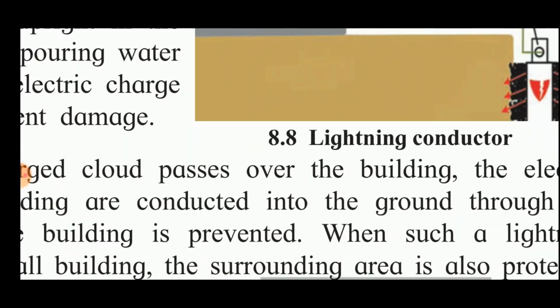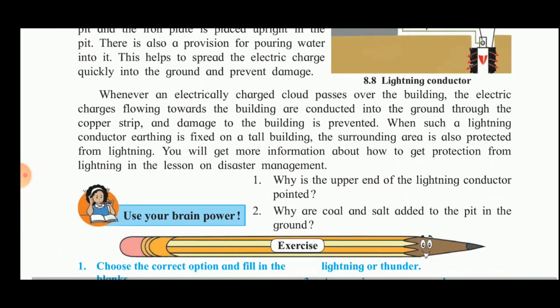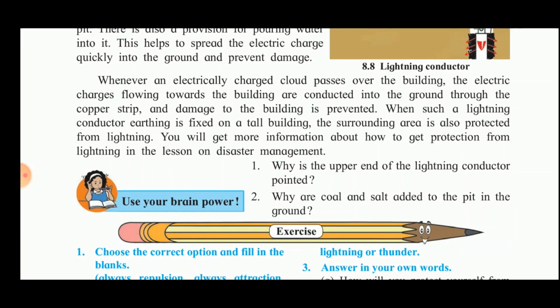Now, why is the upper end of the lightning conductor pointed? We know that the pointed end makes it possible to increase the electric field near the point, and the electric field set up at the pointed end is high. So, if the discharge of the cloud occurs, it would be easily passed through the lightning conductor to the ground and damage to the building is averted.